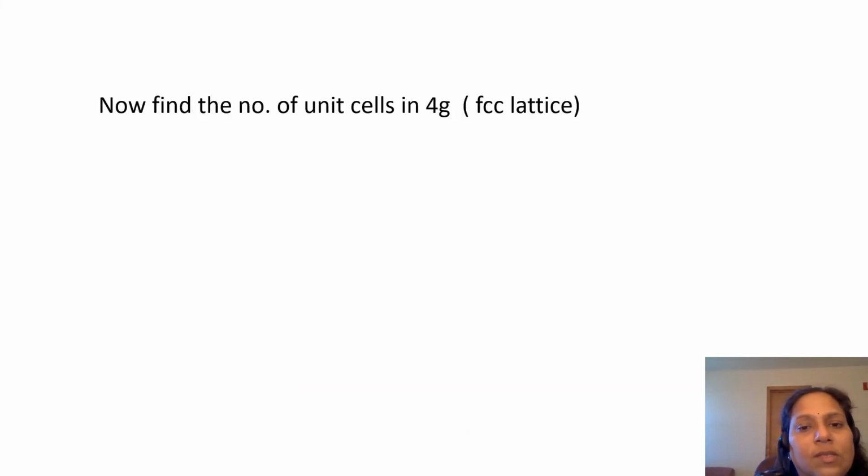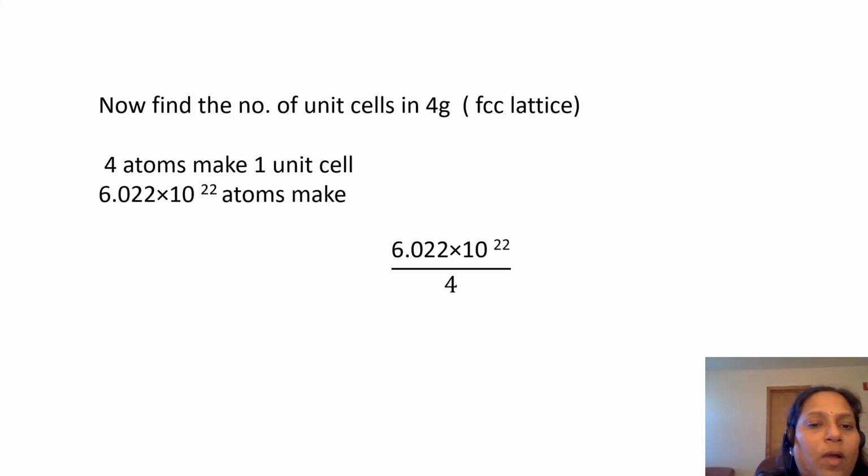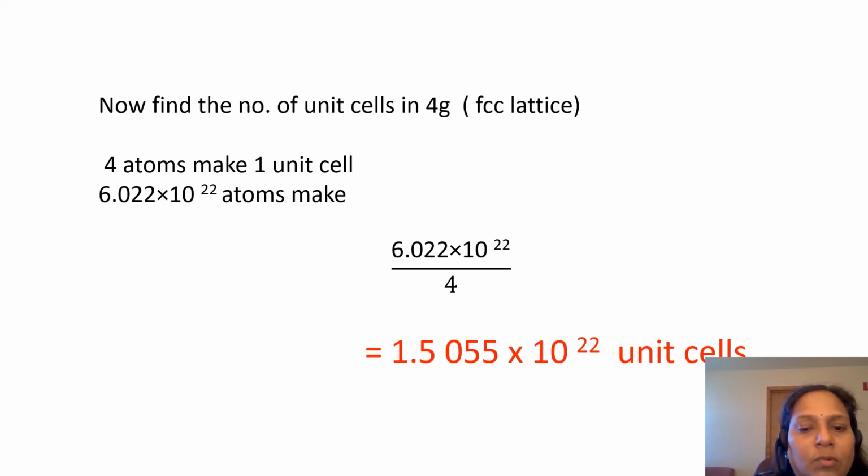Now find the number of unit cells in 4 grams of the atom. So 4 atoms make 1 unit cell. So 6.022 into 10 power 22 atoms will make 6.022 into 10 power 22 upon 4. This will work out to be 1.055 into 10 to the power of 22 unit cells. So we have 1.055 into 10 to the power of 22 unit cells in 4 grams of the atom. So this is the answer. So we found both the density and the number of unit cells in 4 grams of the atom.